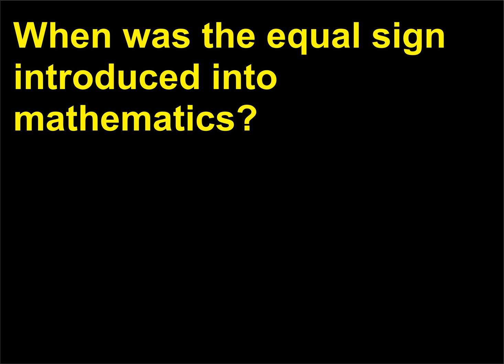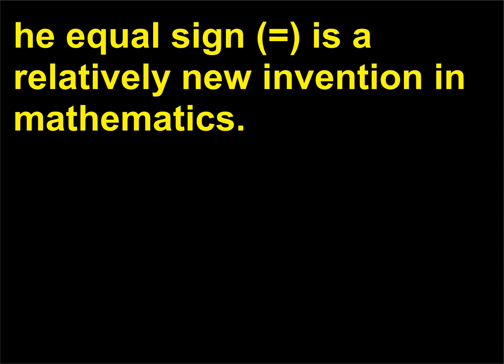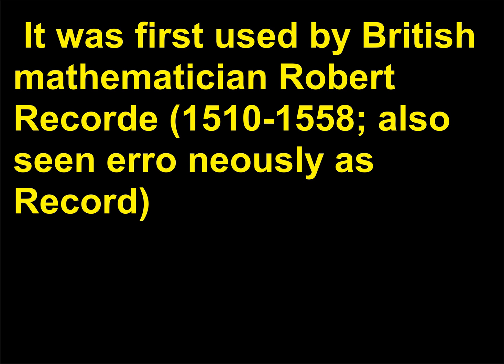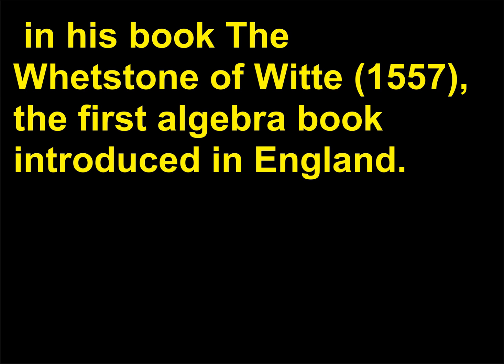When was the equal sign introduced into mathematics? The equals sign (=) is a relatively new invention in mathematics. It was first used by British mathematician Robert Recorde, 1510 to 1558, also seen erroneously as Record, in his book The Whetstone of Witte, 1557, the first algebra book introduced in England.